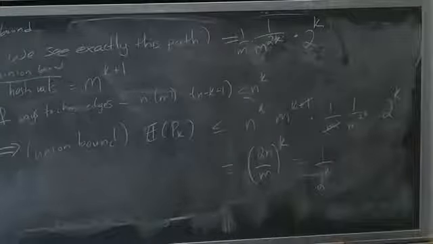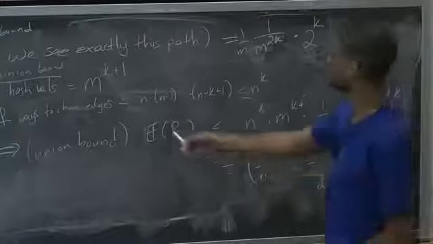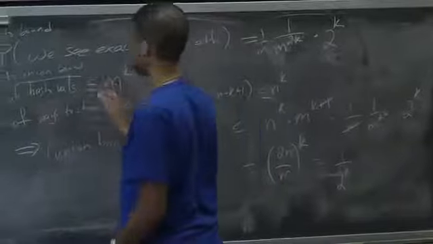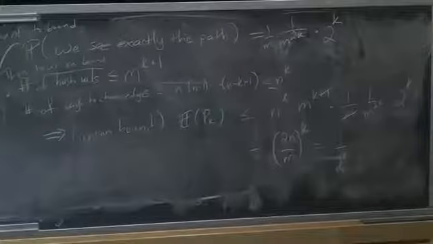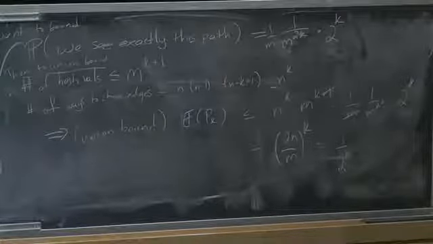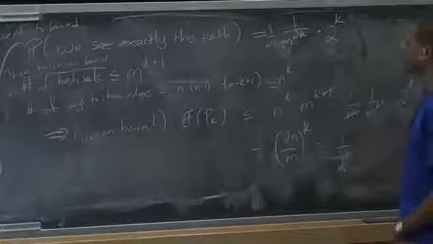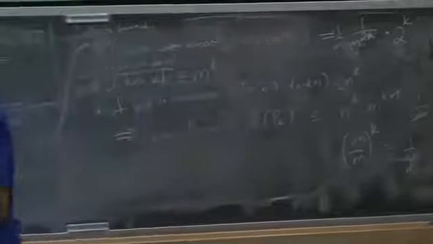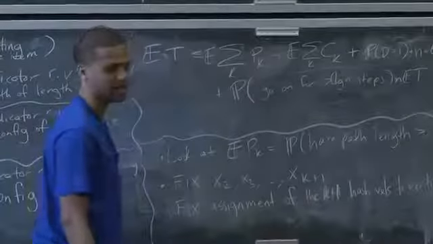Sorry, where? Here? Oh, I see. Yeah. Okay. Good. So that's that. So this summation is geometric and it's a constant.